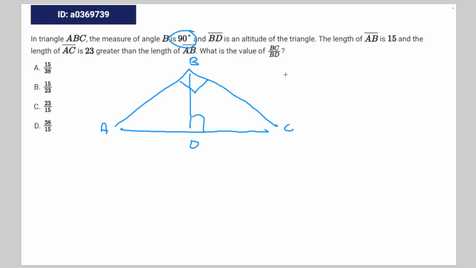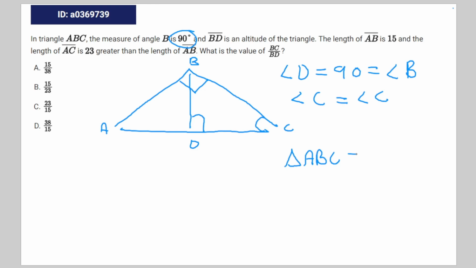Anyway, since angle D and angle B are equal to 90 degrees, they're going to be corresponding to each other in the formula. And since angle C is the same in both triangles, they're also going to be corresponding to angle C in both. So to write out the formula, triangle ABC is going to be something, D corresponds to B, so D, and C corresponds to C, so C. And then since B has to go somewhere in the equation, it's going to be triangle ABC is similar to triangle BDC.